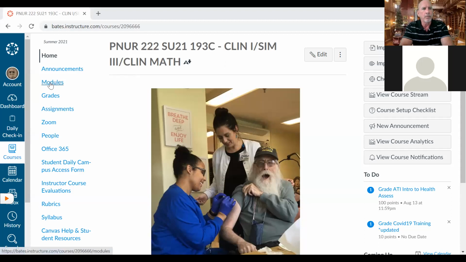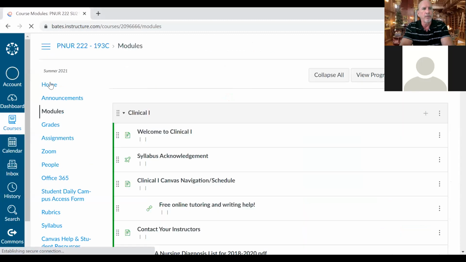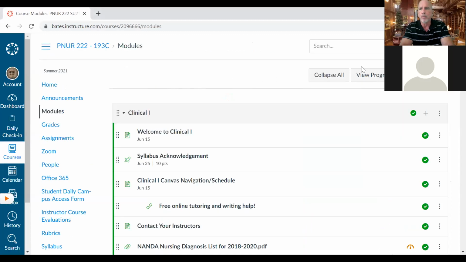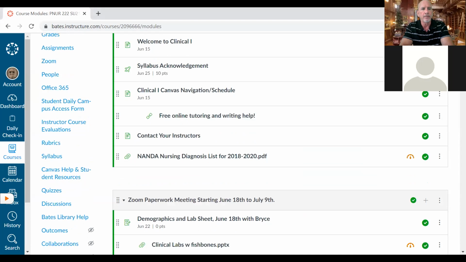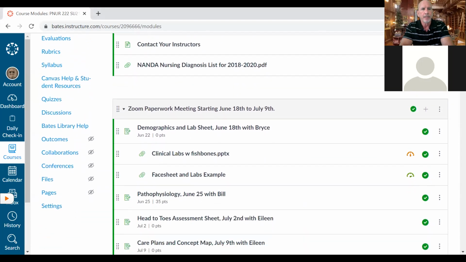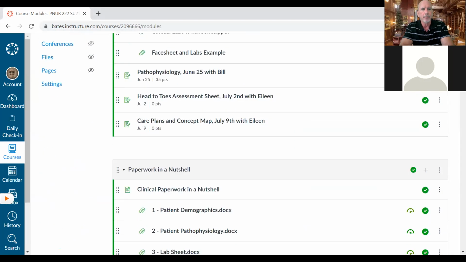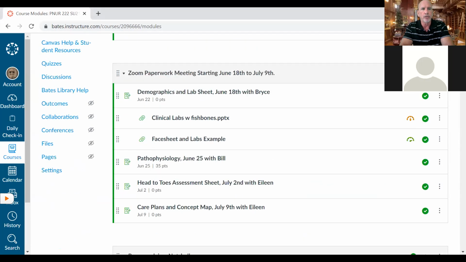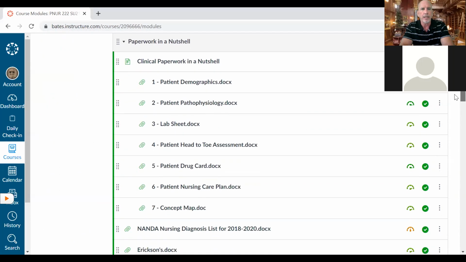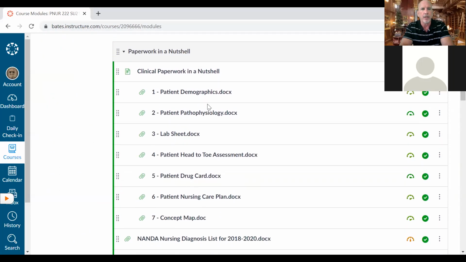We're going to talk about, over the next 4 weeks, the paperwork that you're going to be filling out during your clinicals. And here I am in your Canvas site. Just below, here are the modules for the instructions we're going to be giving over the next 4 weeks. You probably logged on this one right here. Just below that is paperwork in a nutshell.